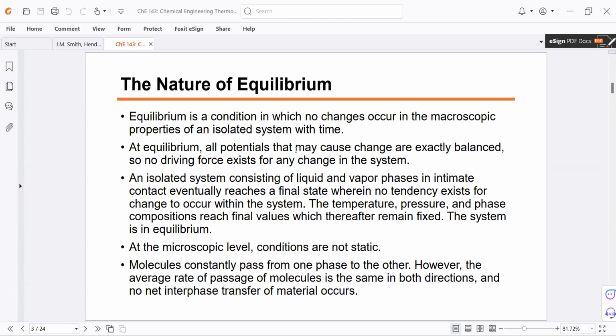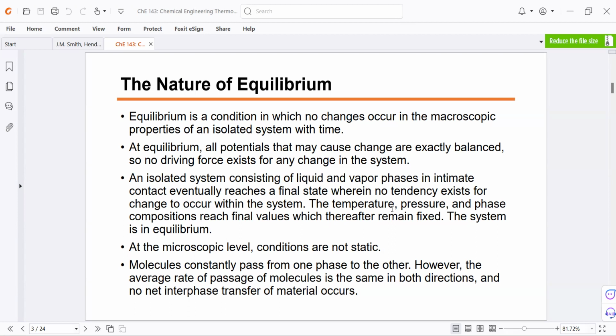In an isolated system with liquid and vapor phases in intimate contact, they eventually reach a final state where there is no tendency to change within the system. Therefore, the temperature, pressure, and compositions, the T, P, and if we have a binary system, the x, y compositions, reach their final values and they remain fixed. At that point, we can say that the system is in equilibrium.